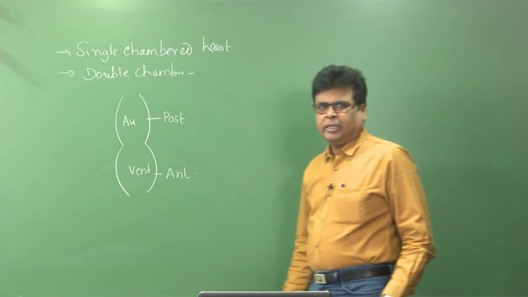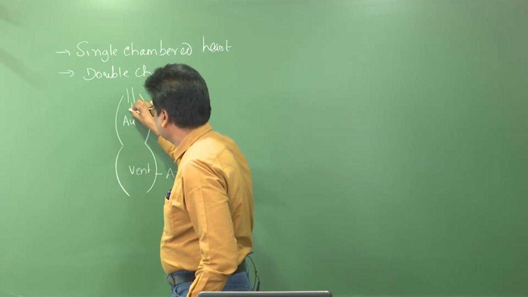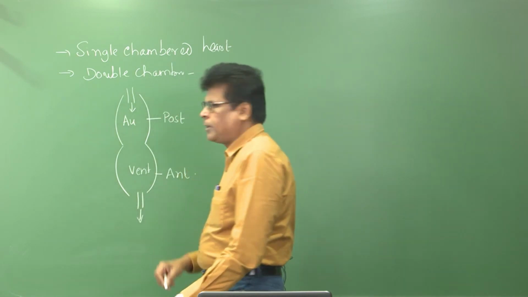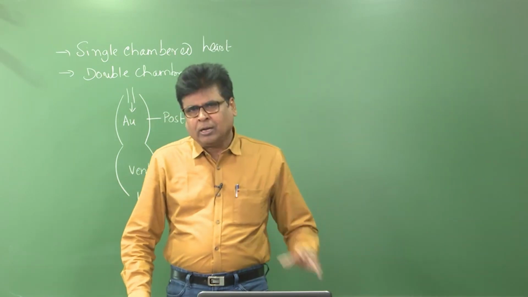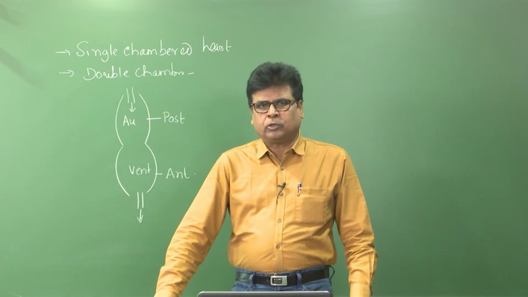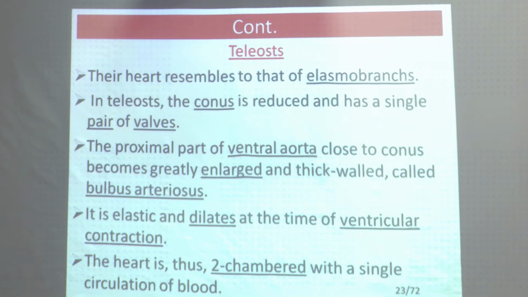Usually the auricle collects blood, and the ventricle delivers blood to different organs. So this is input and this is output. Now we shall see what type of heart is present in teleosts. In teleosts, or bony fishes, the heart resembles that of the elasmobranch, but in teleosts the conus is reduced and has a single pair of valves.